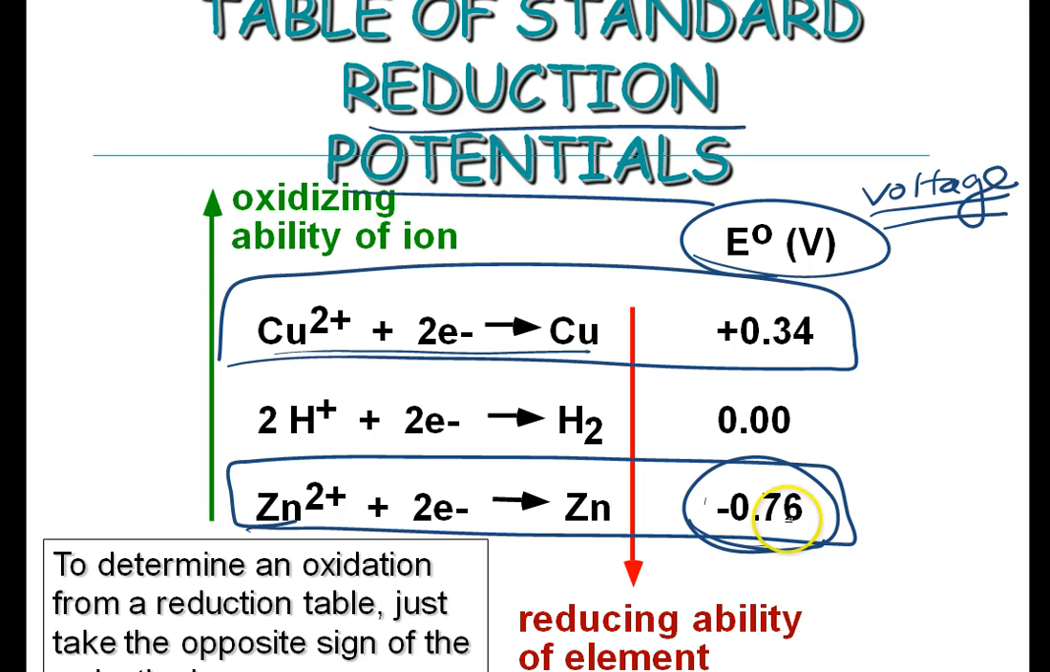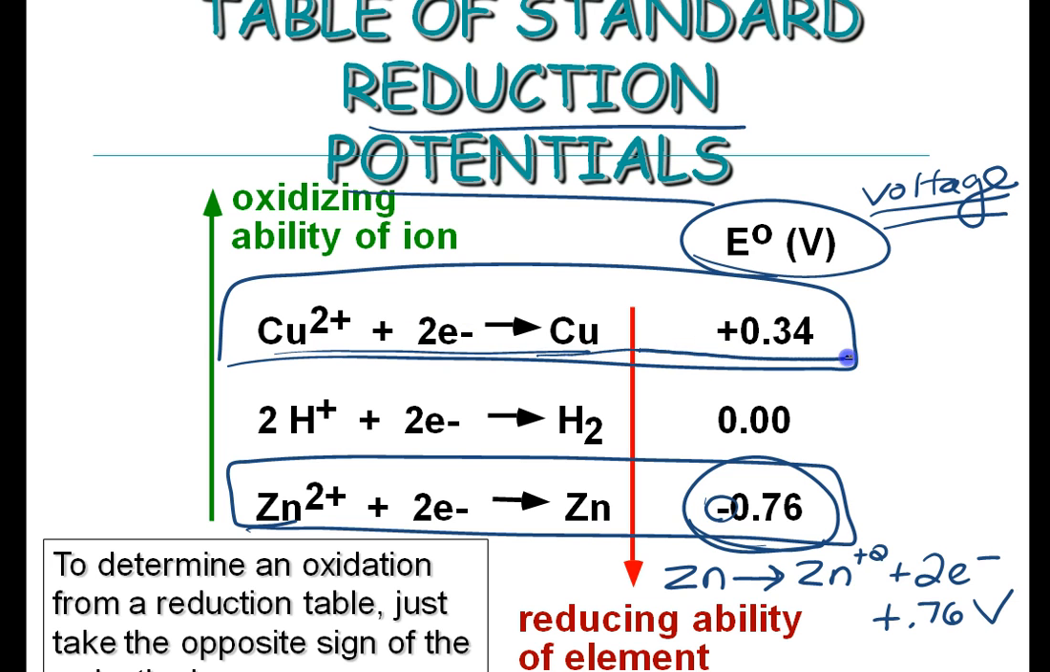And so I would then show this. I'm going to flip it. So zinc, instead of being reduced, is going to be oxidized and form zinc plus 2 ion, releasing 2 electrons. So I would change my voltage from negative 0.76 to a positive 0.76 voltage. And I'm going to keep this reaction the same and that voltage the same.